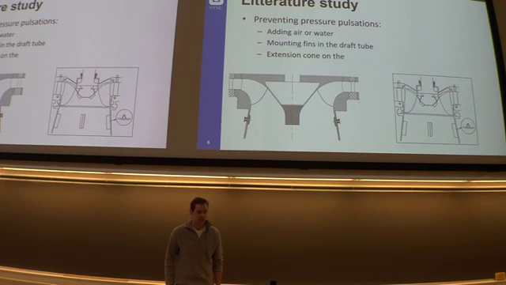A passive way of reducing pressure pulsations is installing fins, as you see illustrated in the right picture. Another way is to install an extension cone on the runner hub, and that lowers the starting point of the rope, leaving it less space to develop, and therefore reducing the pressure pulsation.